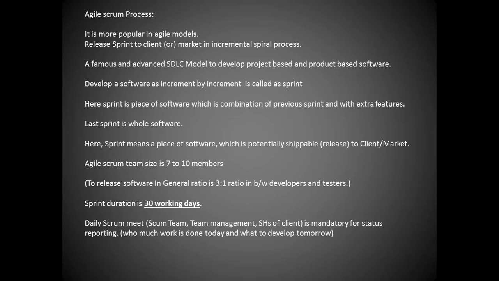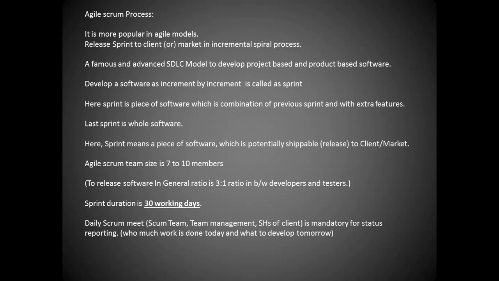It is the most popular of the Agile models. It releases a sprint to the client or market in an incremental, spiral process. It is a famous and advanced software development life cycle model to develop project-based and product-based software. You develop your software increment by increment, and each increment is called a sprint. Here, a sprint is a piece of software which is the combination of the previous sprint with extra features. The last sprint is the whole software itself. A sprint means a piece of software which is potentially shippable, released to the client or in the market.